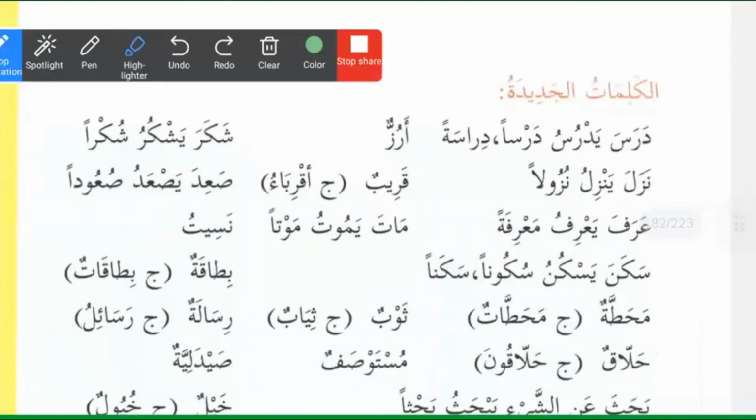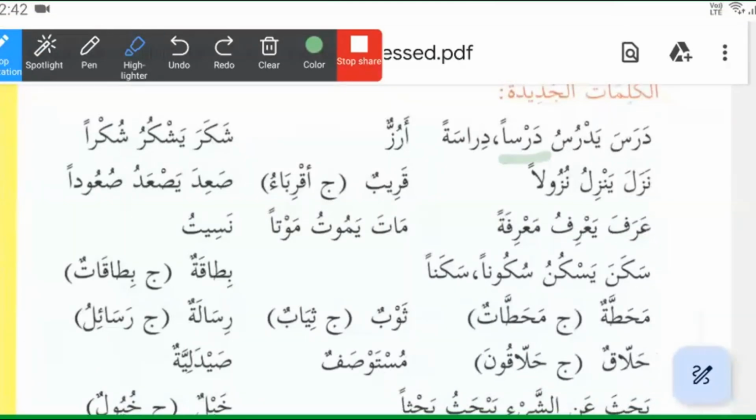Now we have some al-kalimat al-jadida, like darasa yadrusu darsan dirasatan. This is the masdar which I was talking about. It's not always fu'ulun or durusun. It can also be darsan or dirasatan. Aruzun means rice. Shakara yashkuru shukran means be thankful. Nazala yanzilu nuzulan means to descend. Karibun, the jama is akribau. Saida yas'adu su'udan means to climb. Arafa yarifu ma'rifatan means to know. Ma'rifa is the masdar. Mata yamutu mautan. Nasitu means I forgot. Sakana yaskunu sukunan. Sakanan means house.